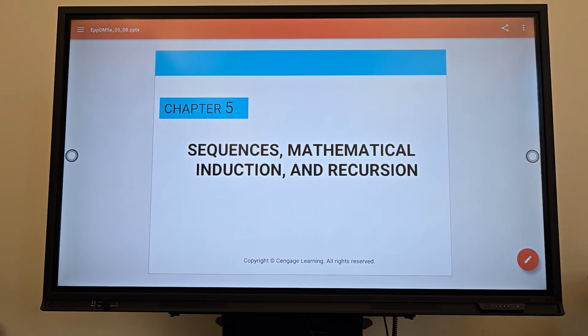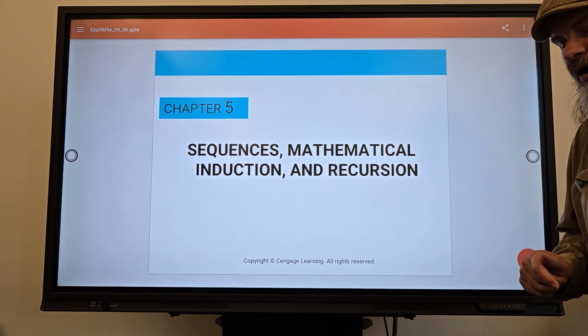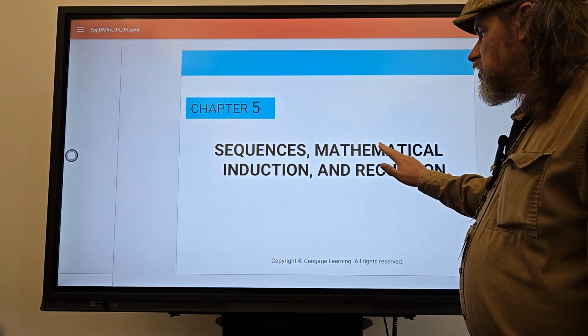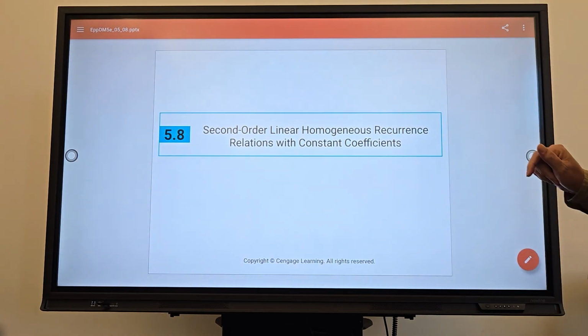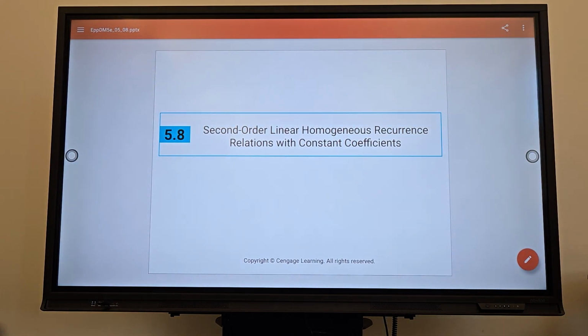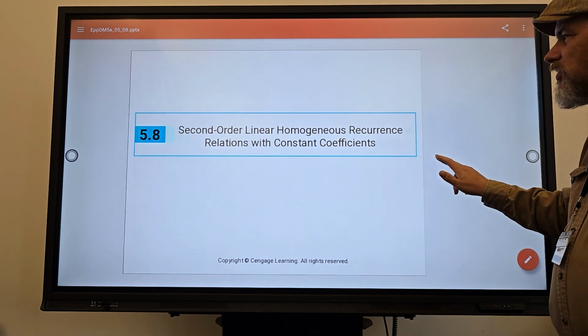Today is going to be a little bit more mathy than normal and get into some big terminology and all that sort of thing. Second order linear homogeneous recurrence relations with constant coefficients. That's a mouthful. Yeah, I see the looks on your faces. You're like, huh? Not really obvious from the name of the section what we're going to be dealing with today, but I'll explain these relations as we get to it.